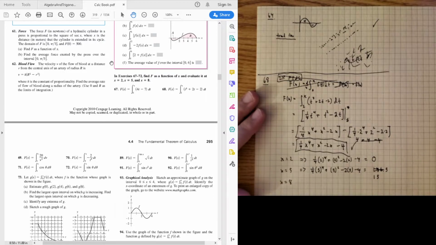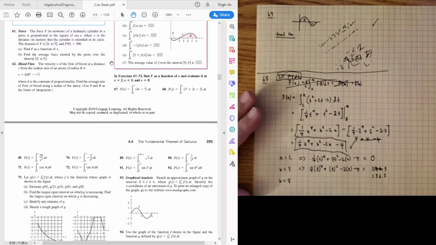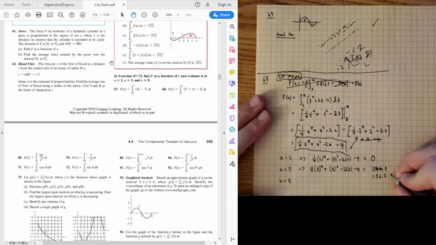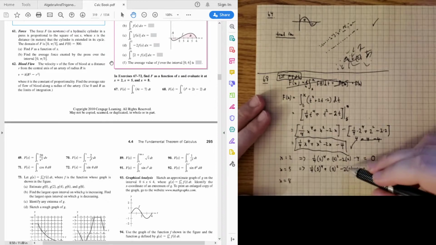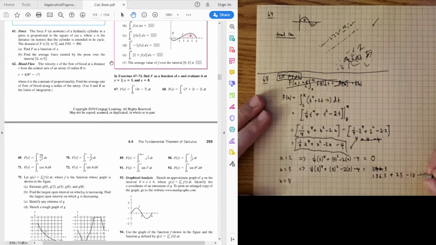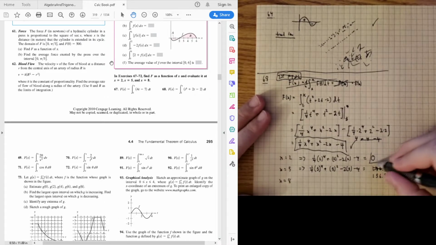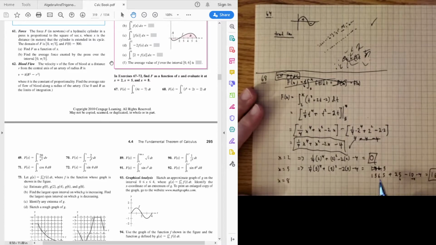$150. $6.5. I was off by 10. Ooh, that hurts. All right. Plus 5 squared is 25. Minus 2 times 5 is 10. Minus 4. Okay, so these two become minus 14. 25 minus 14 is 11. And 156.5 plus 11 will be 167.5. Always check my results, please. If I probably made a mistake, it was right there.